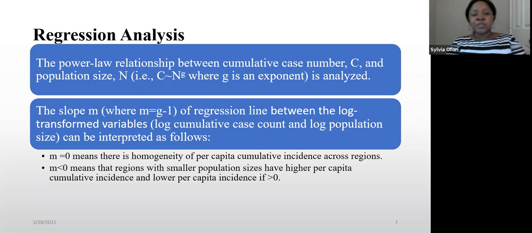Also, if you remember the map I showed previously, we saw the disparity. So I tried to analyze the relationship between the cumulative case number and population size using the power law method. And for this, we use the slope of a regression line between the log-transformed variables. And if you get a slope of 0, it means that there's no difference in the per capita cumulative incidence across regions.